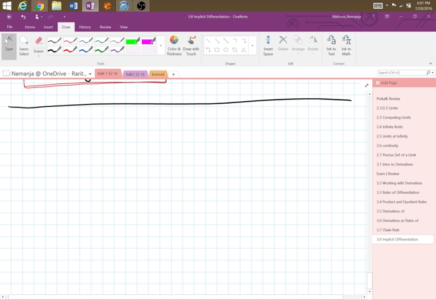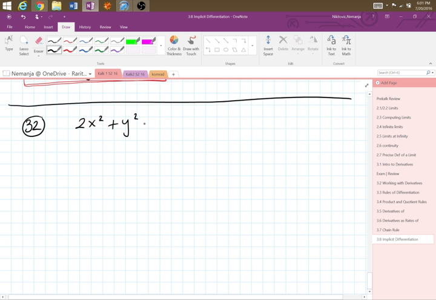So what should we do? 32, 34, 36? All right, 32. 2x squared plus y squared is equal to 4. So you will first find the first derivative and then... let's see how it goes.